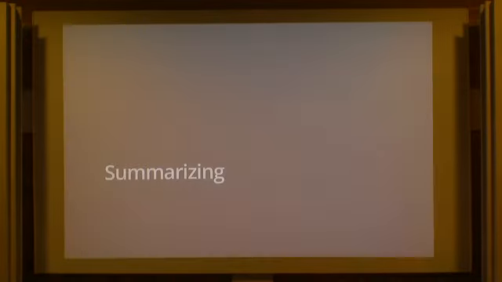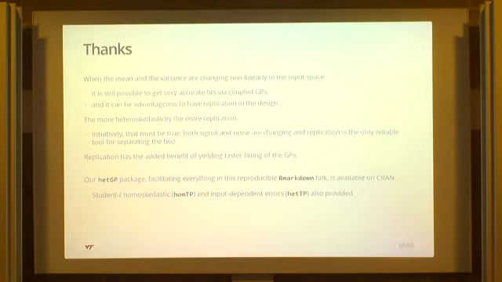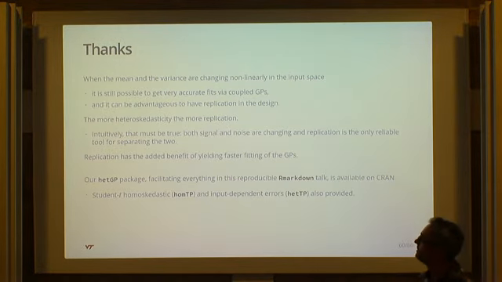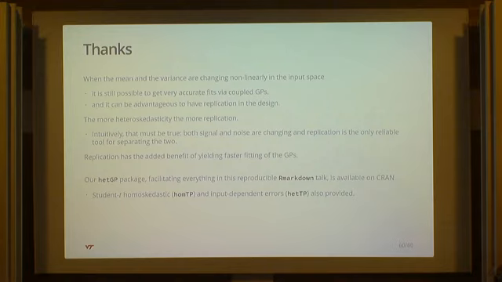All right, that's about all I had to tell you. So let me summarize with what I told you. When the mean and variance are changing non-linearly in the input space, it's still possible to get accurate fits by Gaussian processes, and it can be advantageous to have replication in the design. The more the variance is changing, and the higher the variance is altogether, the more replication you'll have.